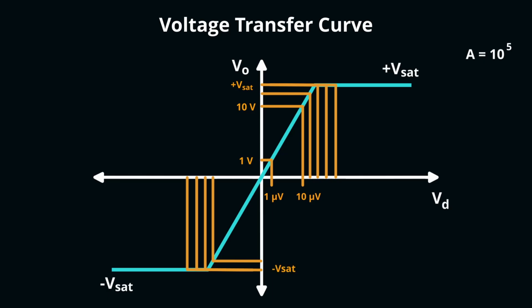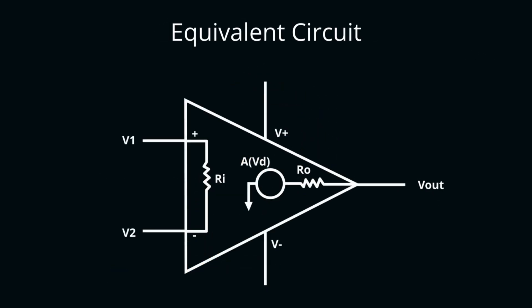Now that you have a basic understanding of what an op-amp does, let's have a deeper look at how we model op-amps. Here is an equivalent circuit of an op-amp. We have a couple of new things here. Ri is the input impedance of the op-amp while Ro is the output impedance.